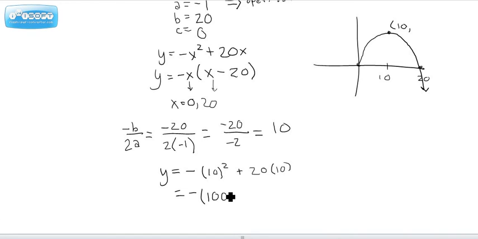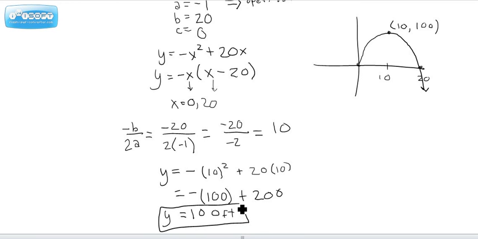So 10 squared gives us 100, plus 20 times 10, which is 200. Keep in mind no calculators, so you'll want to be able to do simple math like that relatively quickly, so brush up on that stuff. Negative 100 plus 200, y is equal to 100. So the vertex is at the point 10, 100. That means the max height achieved by our ball was 100 feet. And that is your answer.